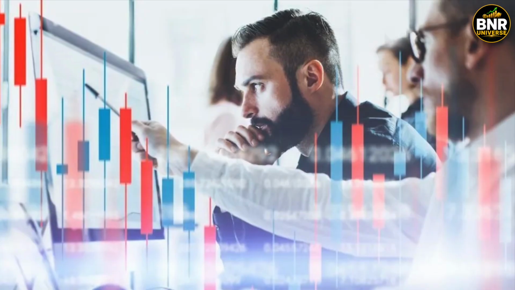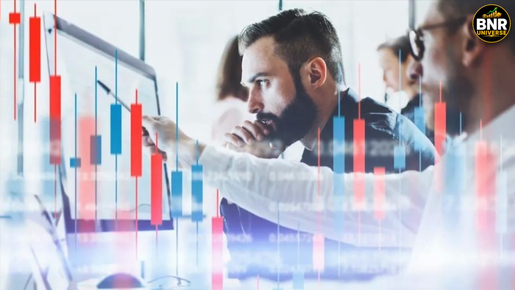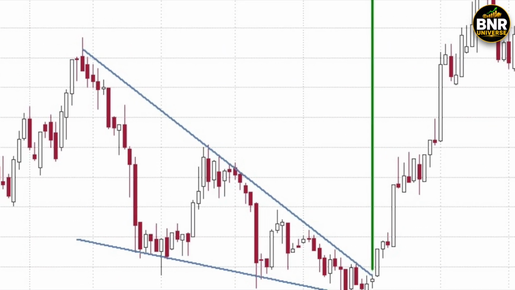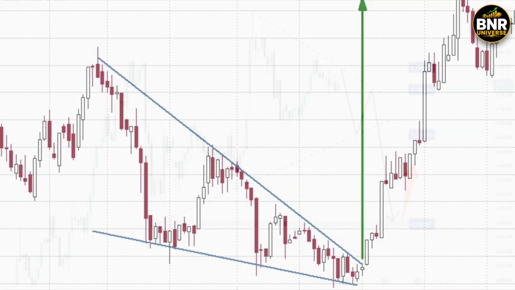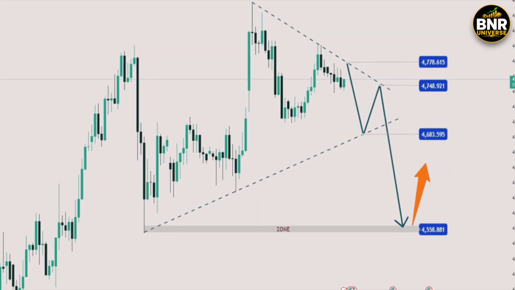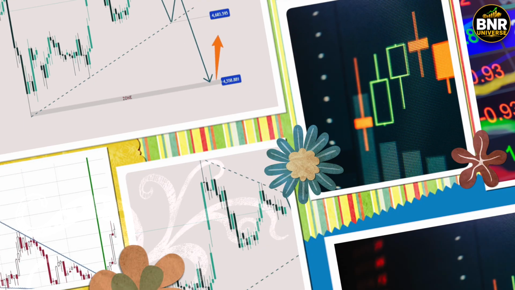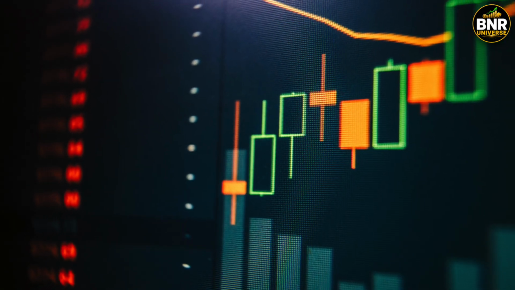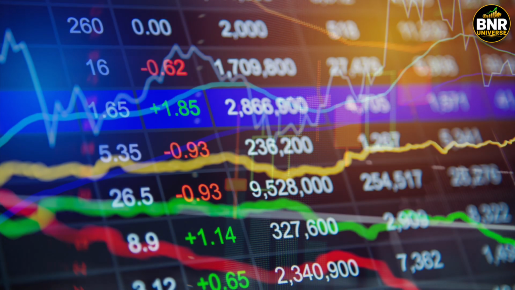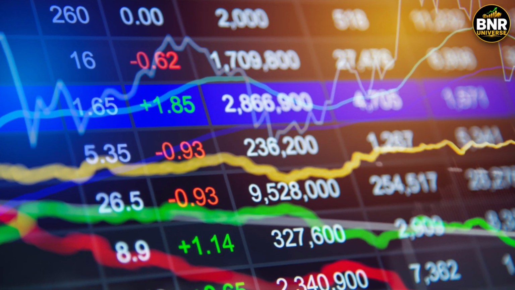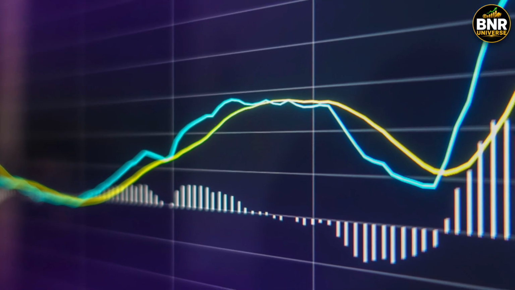Technical analysts believe that every piece of information, news, earnings, market sentiment, economic data, and investor emotions is already reflected in the market price. Instead of asking, "Is this company good?" they ask, "What is the market doing right now?" And that is exactly where price action comes in.